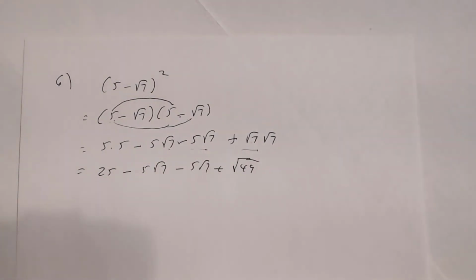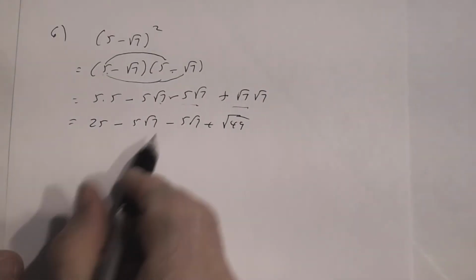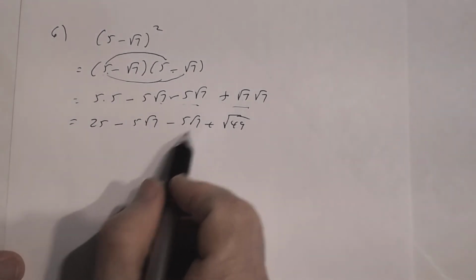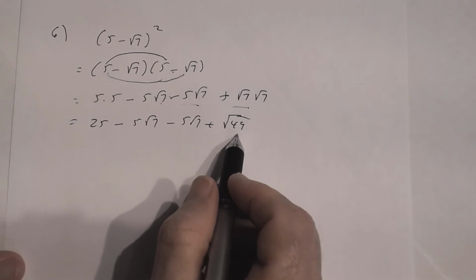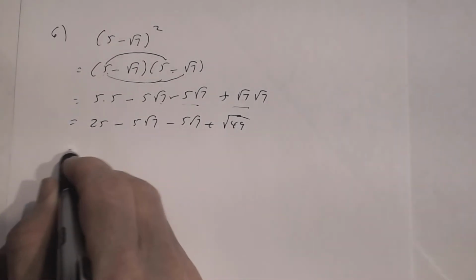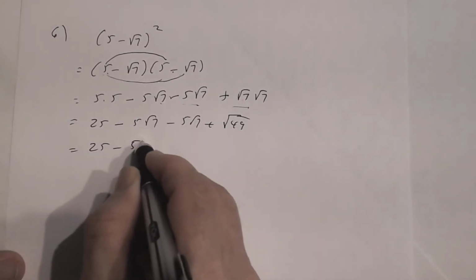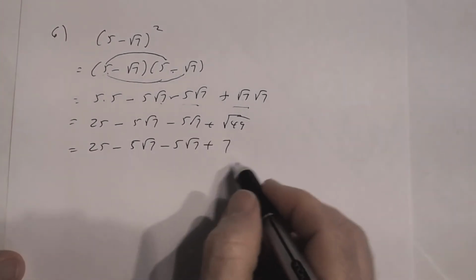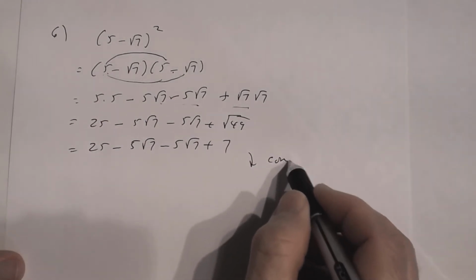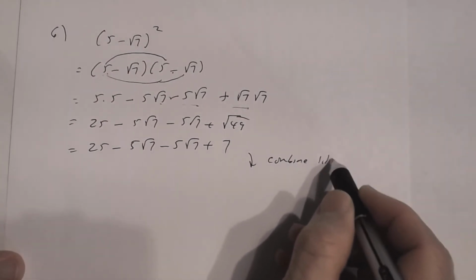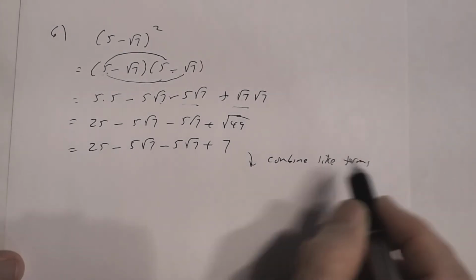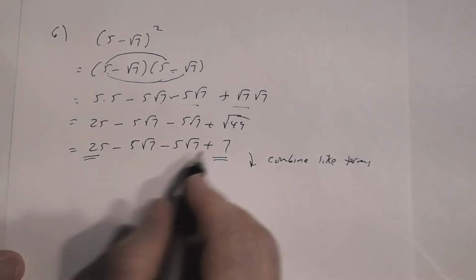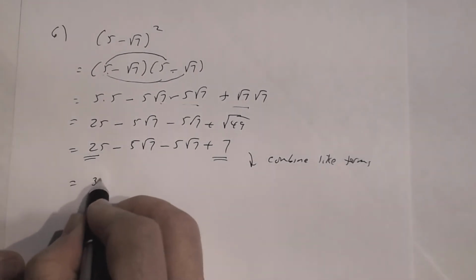Now I'm going to simplify the radicals. Can I simplify the square root of 7? No, because the only perfect square that goes into 7 is 1. Can I simplify the square root of 49? Yes, that is 7. So I get 25 minus 5 square root of 7 minus 5 square root of 7 plus 7. Now we're going to combine like terms. I can combine the constants, 25 plus 7, which is 32.